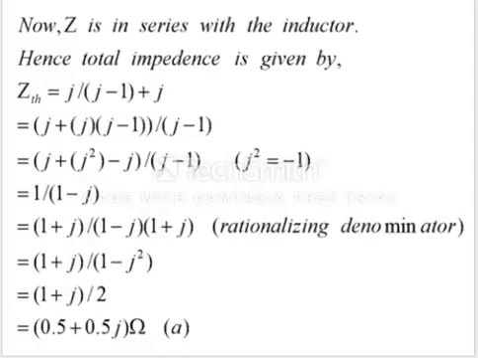due to the inductor. Solving it further, putting j square equal to minus 1 and also rationalizing the denominator, we finally arrive at 1 plus j by 2, which equals 0.5 plus 0.5j ohms, which is the A option.